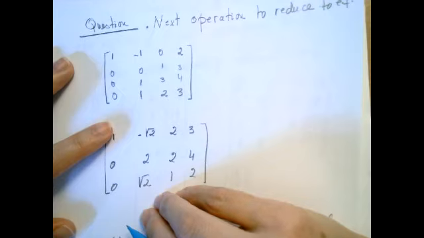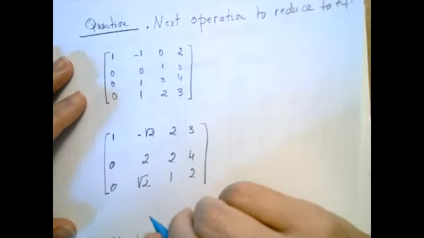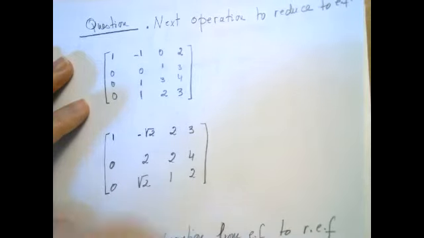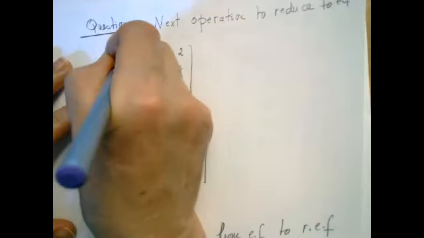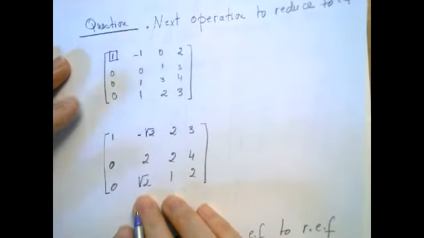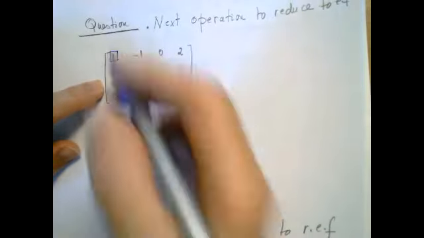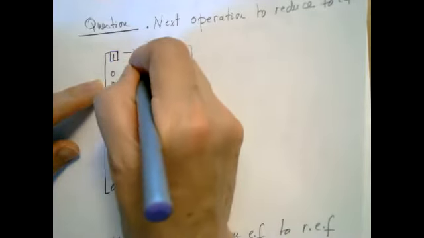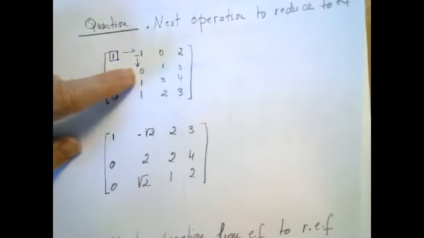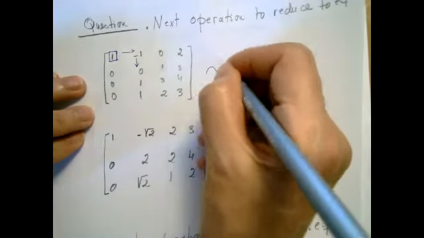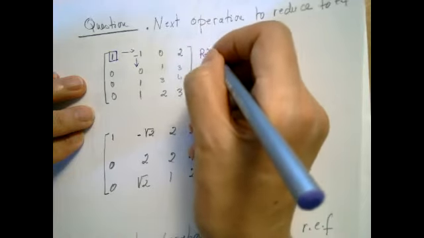I would switch the second and the third row. Switch the second and the third. Do you agree with him? Yes. Because here is my leading entry, and everything below it is 0. So I'm safe here. If I'm doing my echelon form, I need to go here and create a leading entry. I don't have one, so I have to create one. How can I create it? By switching. So you're absolutely correct. We're going to switch R2 and R3.